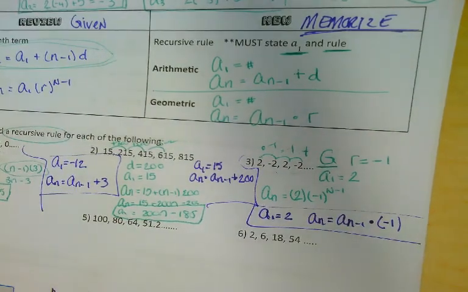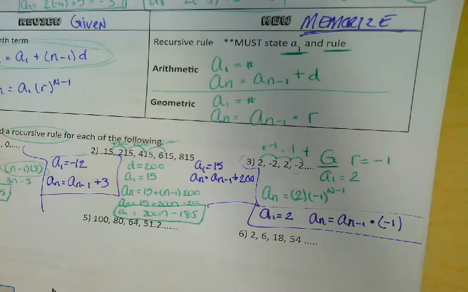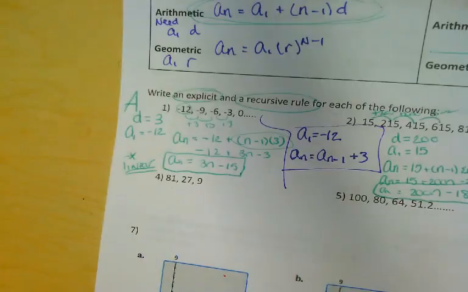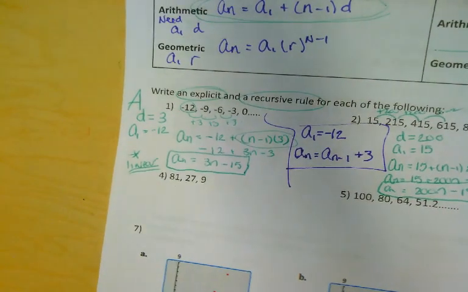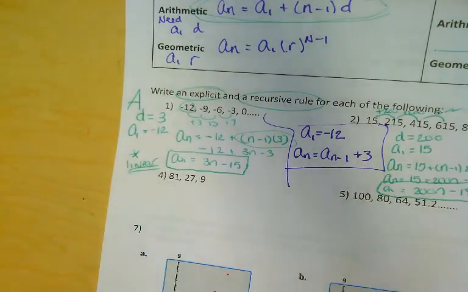Friday will be what we did yesterday and today, and I'll put it all together. And then tomorrow's. All right, try one more, number 4 there. 81 to 27 to 9. Figure out if you're adding or multiplying.